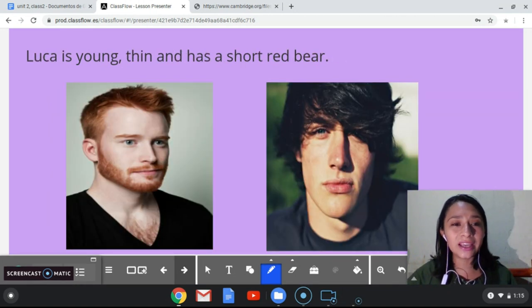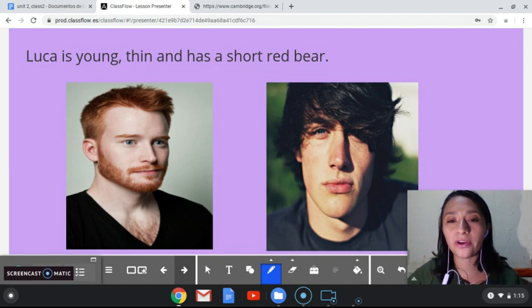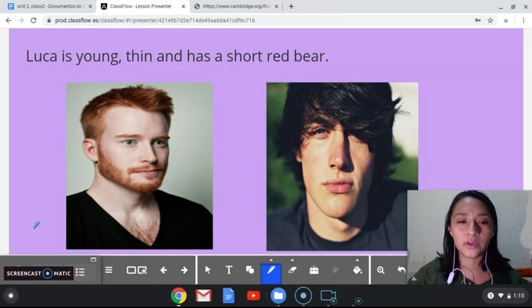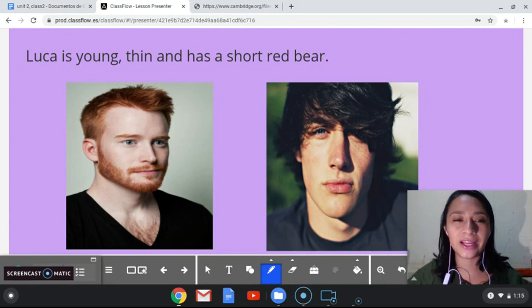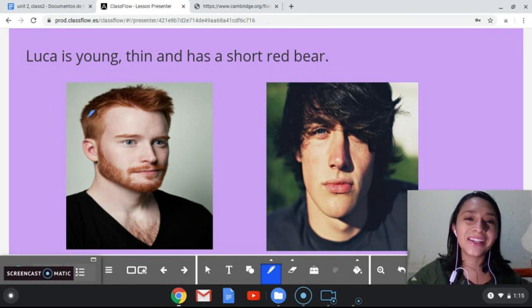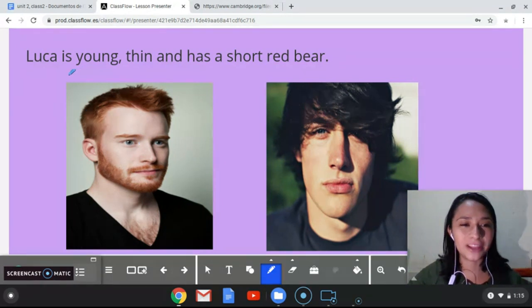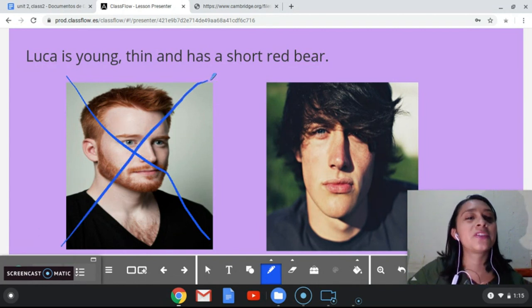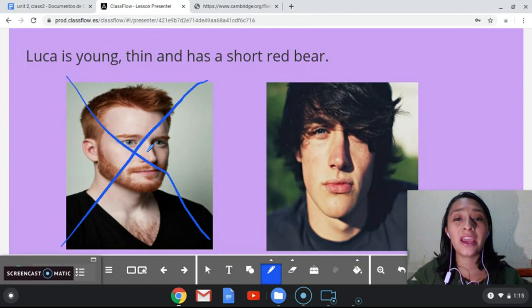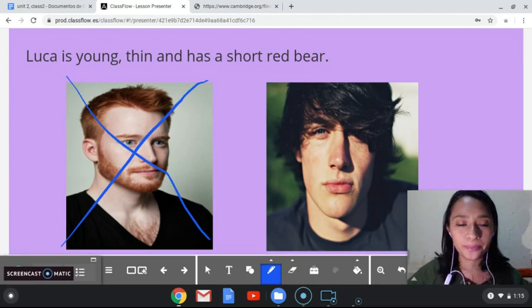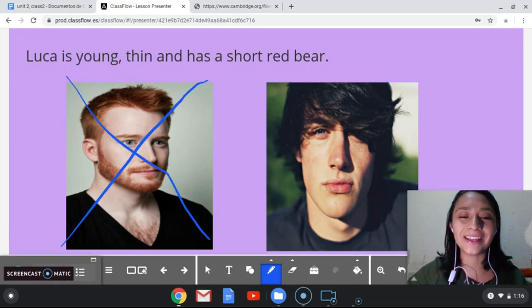And it says, Luca is young, thin, and has short red hair. So which one do you think is the correct one? Number 1 or number 2? Who is Luca? Of course, it's number 1. So he's young, thin, and has short red hair. So, very good, guys. Let's continue.